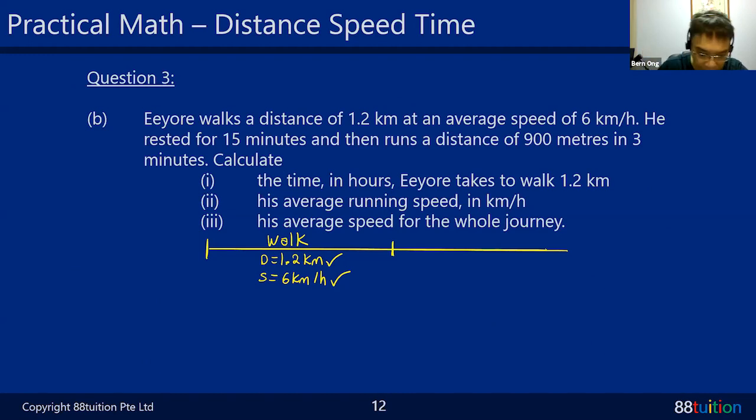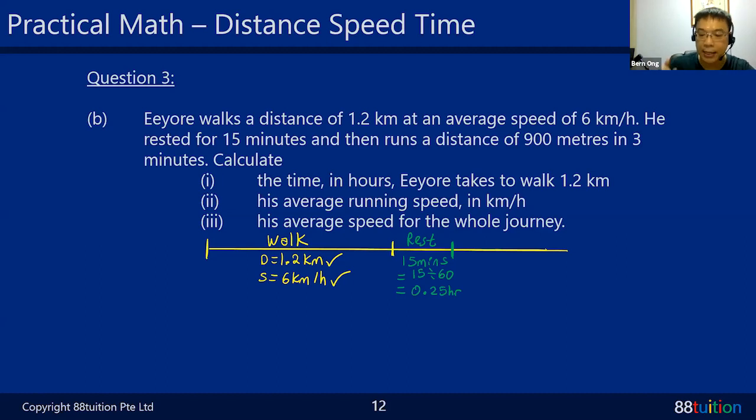And he rested for 15 minutes. Down here, 15 minutes, rested. But the question gives it in minutes, and I don't like minutes. I like to work in kilometer and hour. So you purposely change the minutes to hour. How? Minutes to hour means divide by 60. 15 divided by 60 is 0.25 hours. You purposely change it to hours. Okay, then after that, what happened?